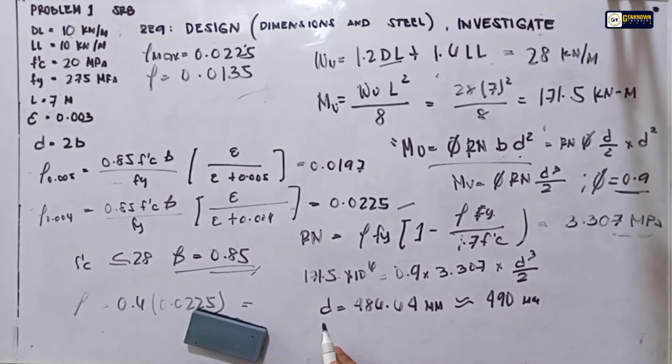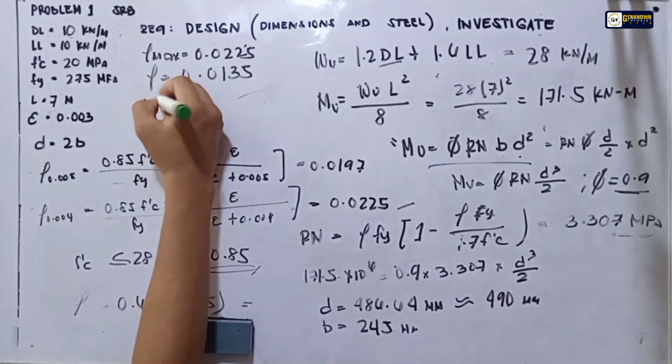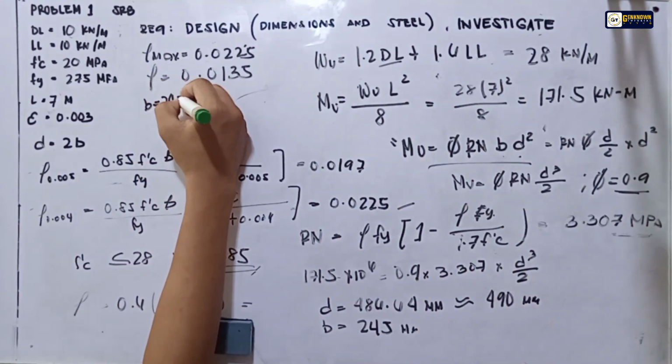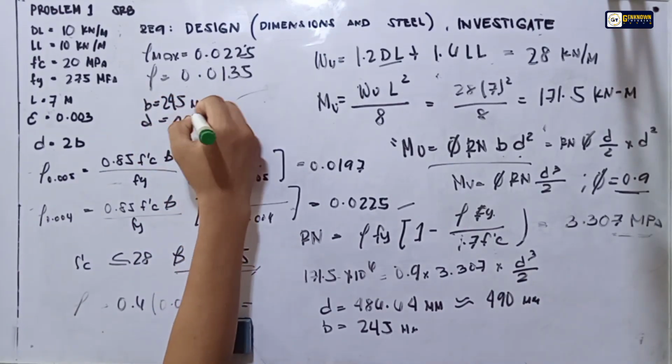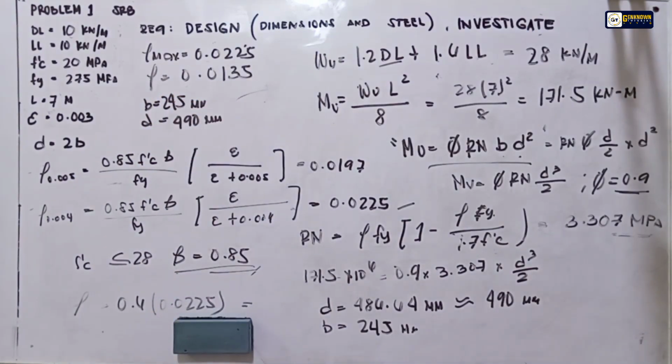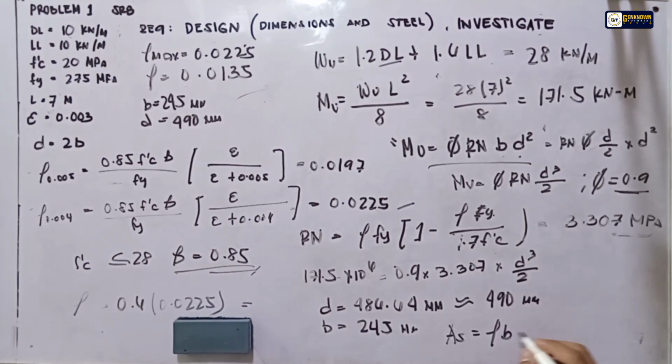Remember, ang d natin is kalahati ng b. So, ang base natin ngayon, 490 divided by 2 will give us 245 mm. Okay, take note sa B and d natin. B natin is equal to 245 mm, and ang d naman natin is equal to 490 mm. Remember the formula kanina, we have the As, or yung area ng bakal, is equal to rho b d. So, we can now solve the As now.